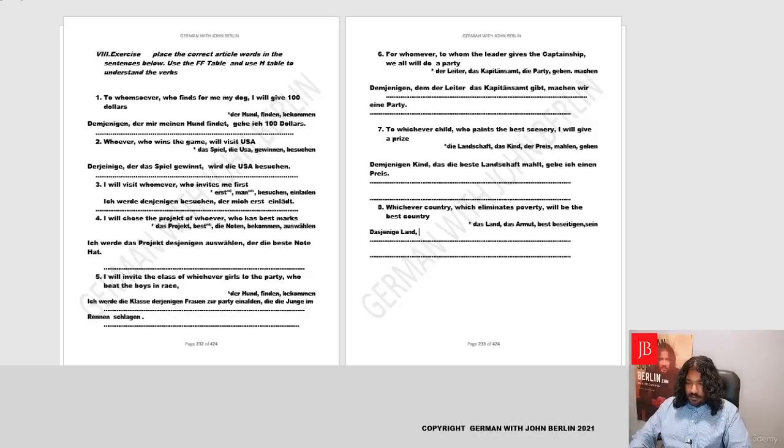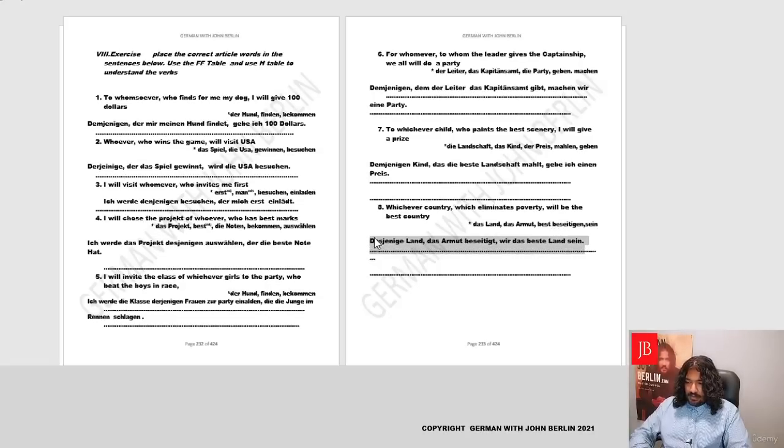So who eliminates poverty? Basically, again, nominative. Das Armut, to eliminate or to kind of remove, is beseitigen. So beseitigt. Das Armut beseitigt will be the best land, wird das beste Land sein. Yes, to be. Fantastic, yes?